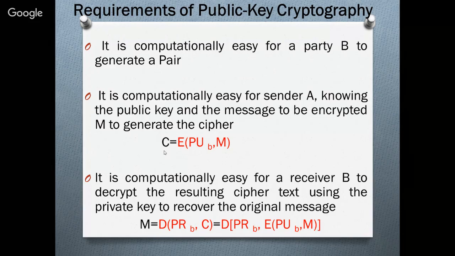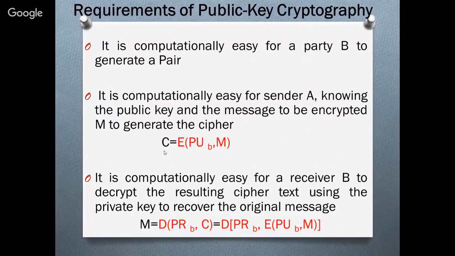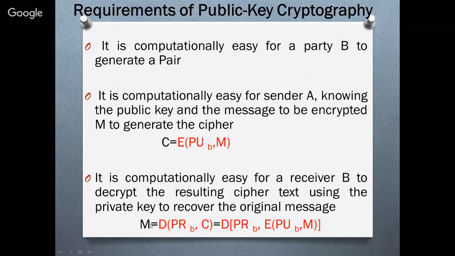And the third, it is also computationally easy for the receiver B to decrypt the resulting ciphertext using its own private key to recover the original message. So even for the receiver, it is very easy to get back the plain text by using the same decryption algorithm as well as their own private key. That has been given in mathematical form as M = D(PR_b, C). You can get back your plain text message by applying the decryption algorithm with its own private key to your ciphertext.